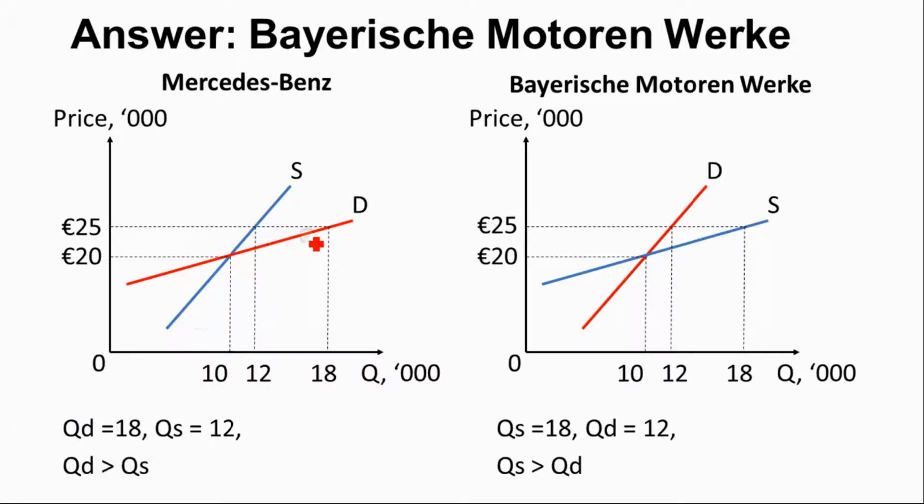This is quantity demanded. This is quantity supplied. As you can see, quantity demanded is 18,000 and quantity supplied is 12,000. This is for the market of Mercedes-Benz. The second market is Bayerische Motorenwerke, BMW, and if the price is 25,000, quantity supplied will be 18 and quantity demanded is 12. What does it tell us? For Mercedes-Benz, the quantity demanded is greater than the quantity supplied, and for the second market, the quantity supplied is greater than the quantity demanded.